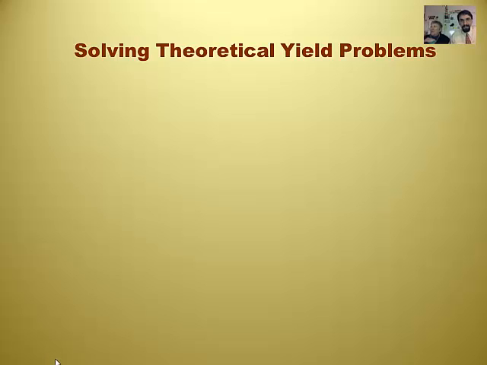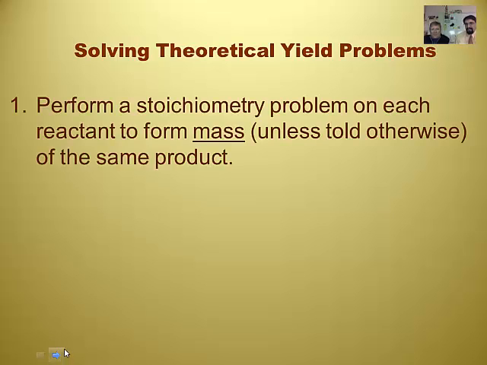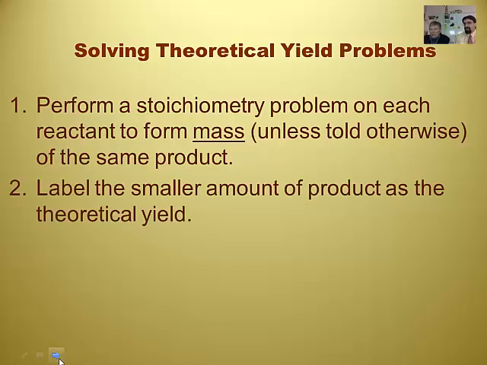So, solving theoretical yield problems. You perform a stoichiometry problem on each reactant to form the mass of the same product, unless you're told otherwise. What do you mean each? You mean there'll be 2 stoichiometry problems? Yes. In a limiting and excess problem, they're going to give you the quantity of 2 reactants. So you label the smaller amount of product as the theoretical yield, the smaller mass.